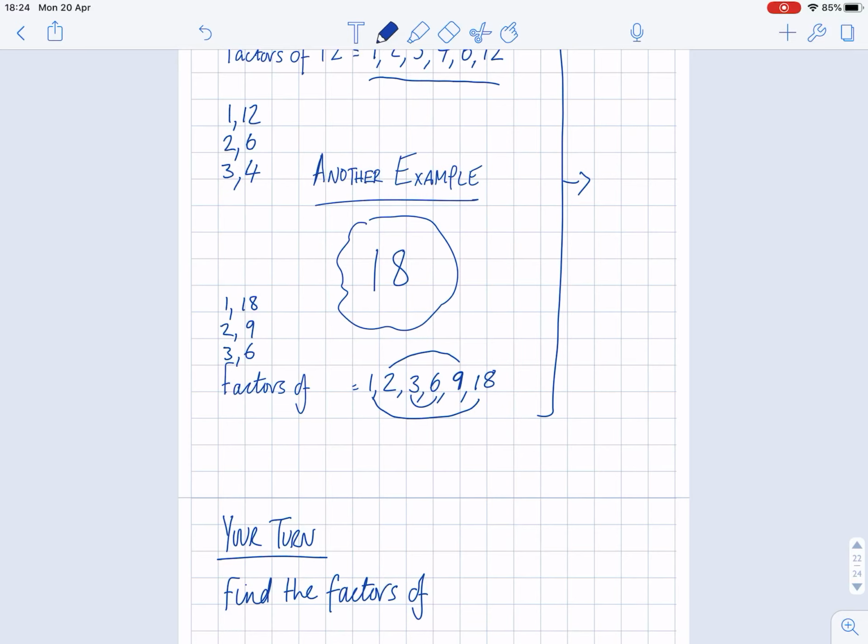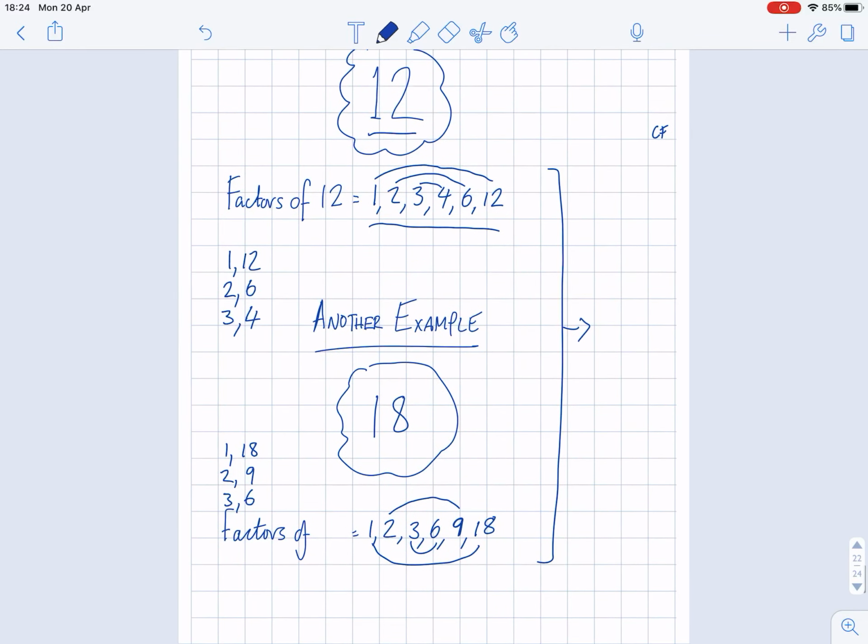Now, you can see I've drawn this thing here and I put CF. That stands for common factors. Sometimes you'll be asked to find the common factors of two numbers. Things we've got in common are things that are the same, aren't they? So if you look at the factors of 12 and the factors of 18, which numbers appear in both lists? Well, 1 does, 2 does, 3 does, and 6 does. So the common factors of 12 and 18 are 1, 2, 3, and 6.